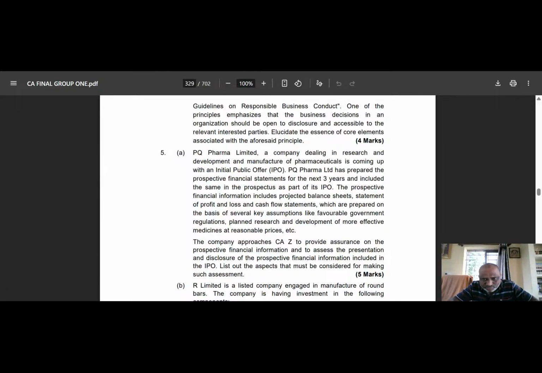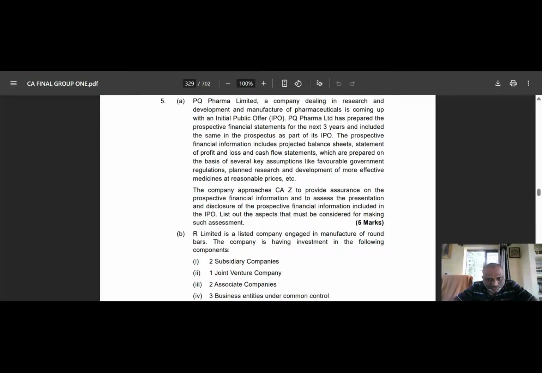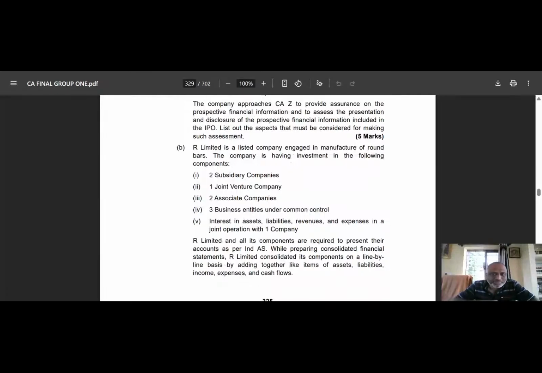For consolidation, if I go to question number 5B: R Limited, a listed company engaged in manufacturing of round bars. The company is having investment in the following components: two subsidiary companies, one joint venture company, two associate companies, three business entities under common control, and interest in assets and liabilities, revenues, and expenses in a joint operation with one company.